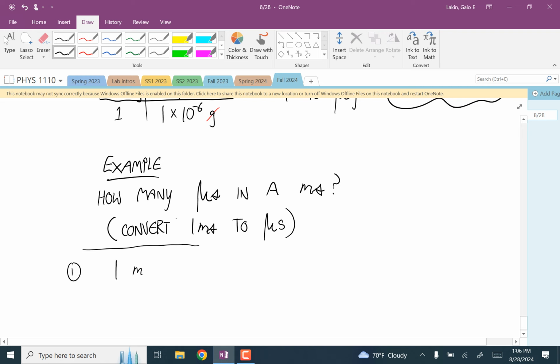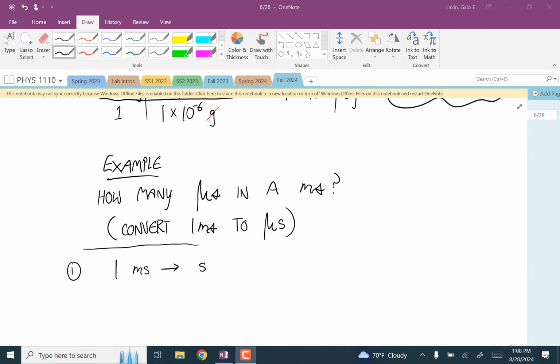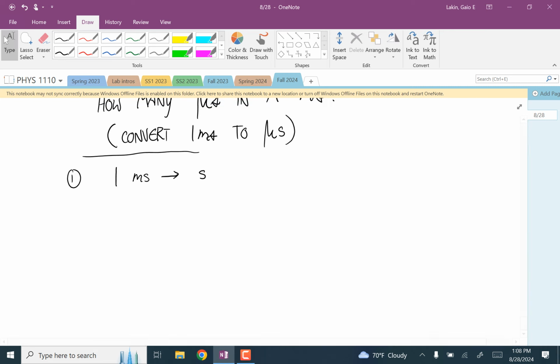So we're going to go from 1 millisecond to seconds. And so we're going to start with 1 millisecond, and we're just going to replace the milli with times 10 to the minus third. And so there we go. I just replaced the M with the stuff in parentheses. And now the next step is we want to go from 1 times 10 to the minus third seconds to microseconds.